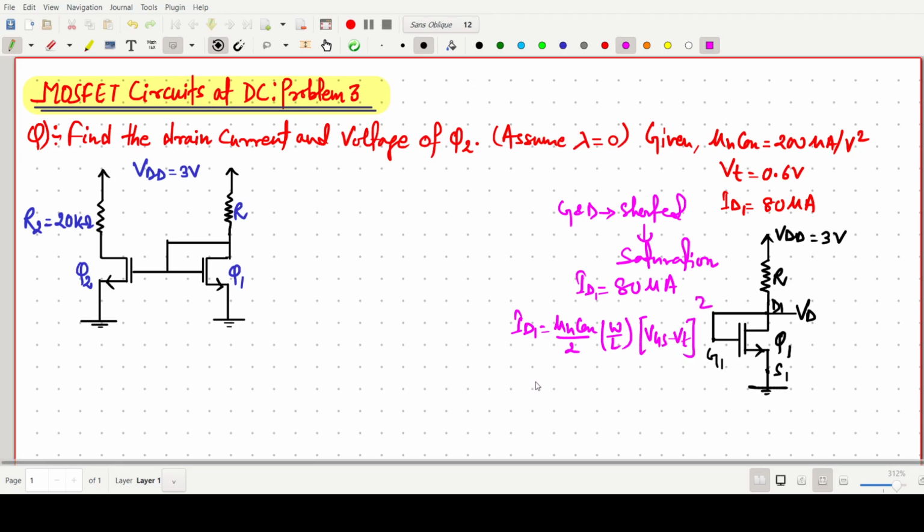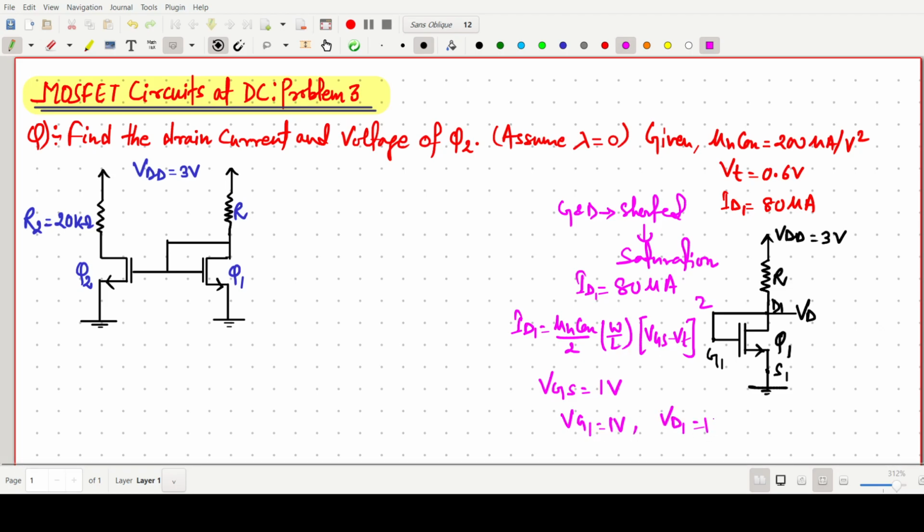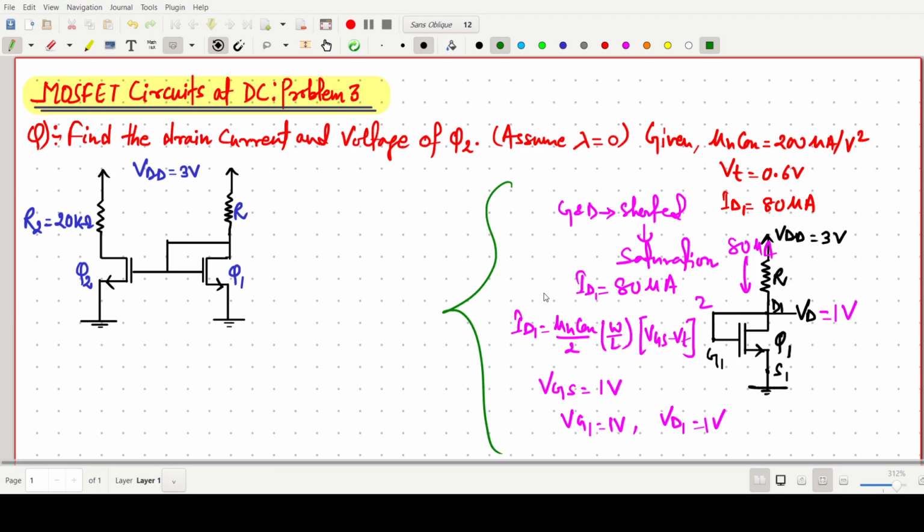So now this one is given. So after solving all these things, W by L everything we have solved, we will get the value of VGS1 is 1 volt. Okay. So now this source one is 0. So VG1 is 1 volt. So we can also show the VD1 is 1 volt here. VD1 is 1 volt and this current is 80 microampere. So it is already given. So this part we have already discussed. So I'm just taking this as a help.